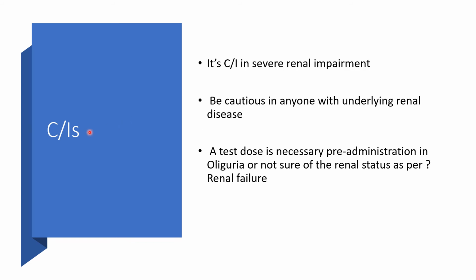Still on contraindications, it is contraindicated in severe renal impairment. In fact, nephrologists will be happy with us if we put all these things into consideration. Be cautious in anyone with underlying renal disease. A test dose is necessary pre-administration in the face of oliguria. If you are not sure of renal status or you are querying renal failure, someone will say, you've repeated this, you said it earlier, because it is important. That's why I've decided to bring it out again.